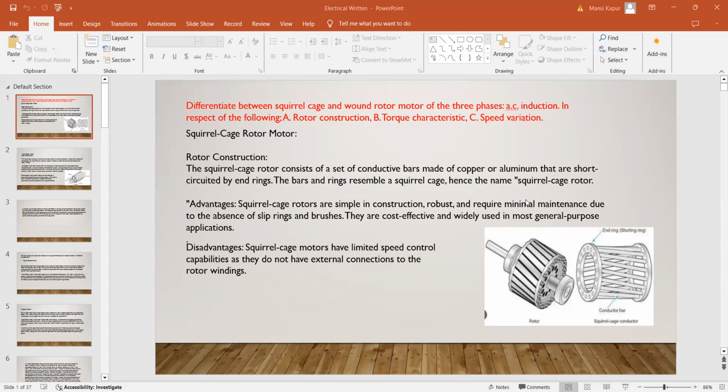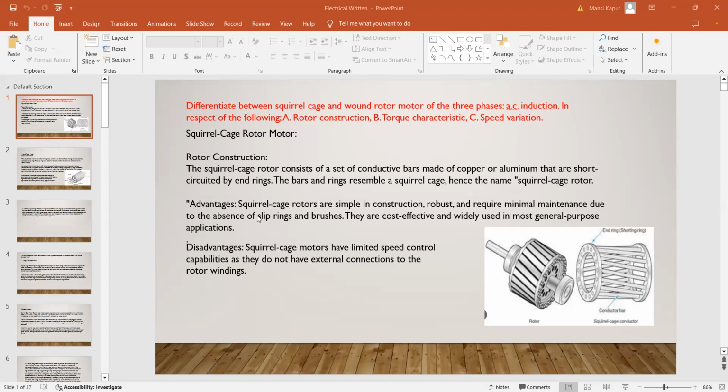Okay, so see what the squirrel cage motor is. The squirrel cage rotor consists of a set of conductive bars. Can you see these conductive bars in the diagram? Yes, sir. Okay, these are the conductive bars. These bars are made of copper or aluminum. They are short circuited by the end rings. These are the two end rings. The bars and the rings resemble the shape of a squirrel cage, hence they are known as squirrel cage motors.